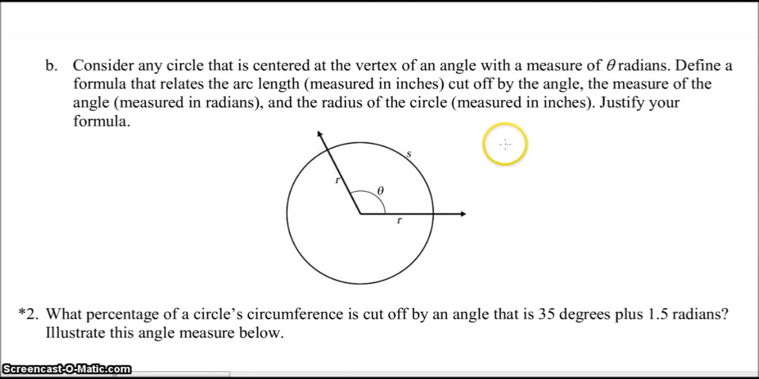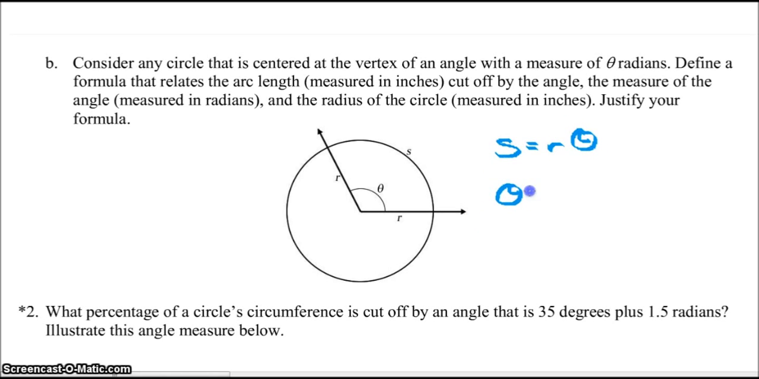Usually that's expressed as S equals r theta. You could of course solve for theta: theta equals S over r, or solve for r: r equals S over theta. So it's a formula that allows us to find quite a bit, either an arc length, a radius, or an angle theta measured in radians. The formula doesn't work if you don't have radians.